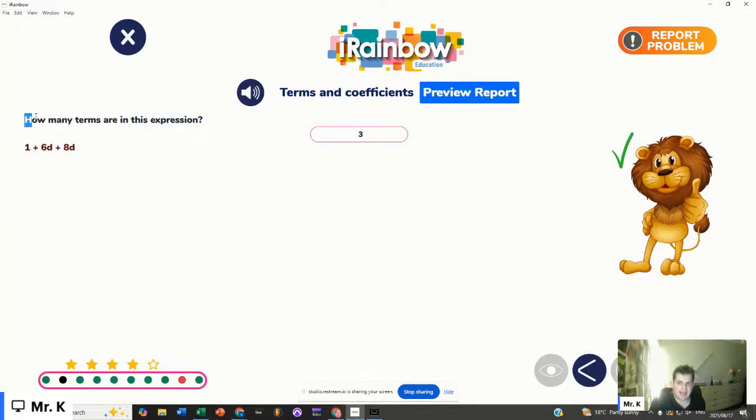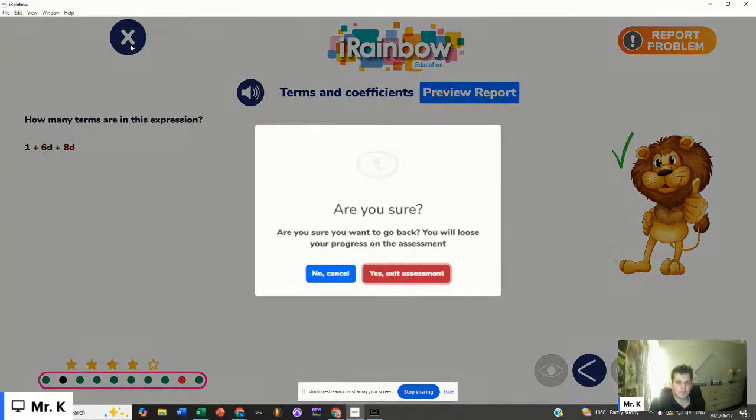This question asks us how many terms are in this expression. Yes, you can see that the answer is 3, but why is that the case? Because we have two plus signs over here, grade 7s, which tells us that we are separating three different groups or collections of information. The one is its own piece of information. 6D is the second collection of information, and 8D is the third. So that is why we have a total of three terms.